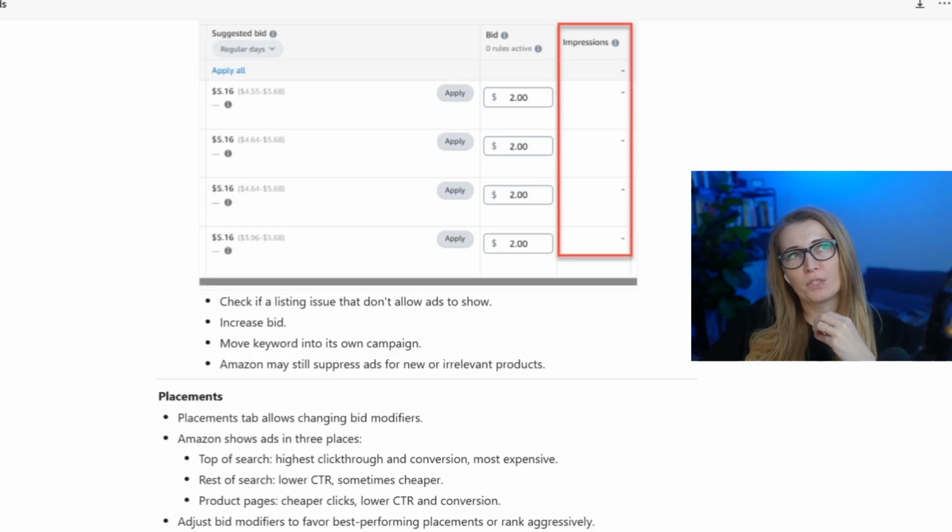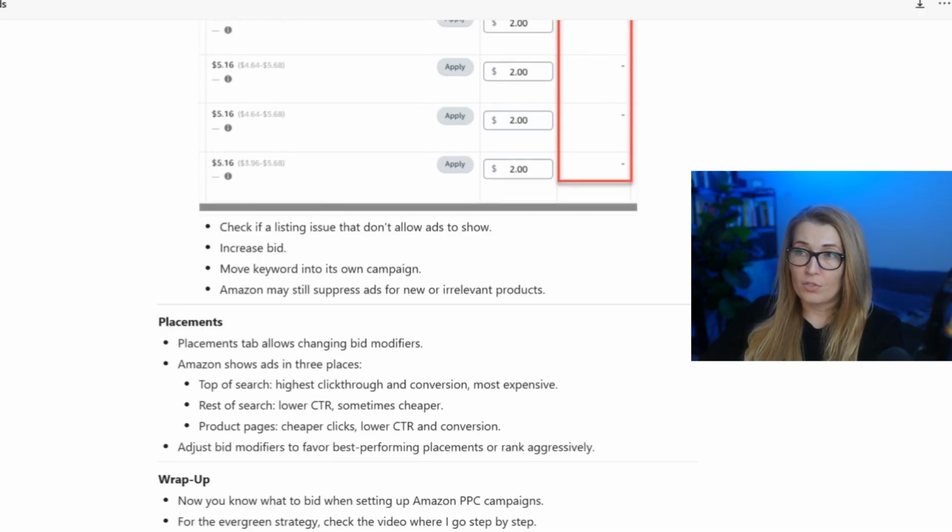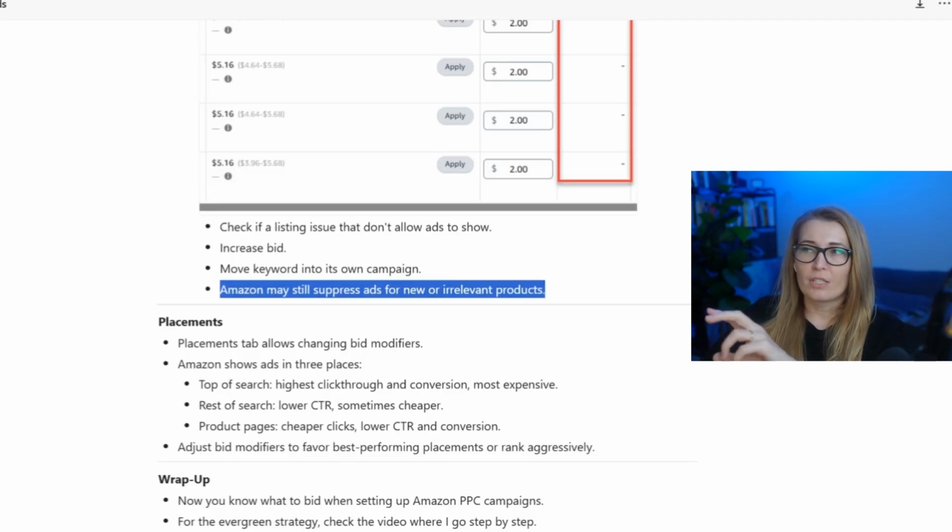But the idea would be to not increase the bids too much straight away, rather just give it a bit of leeway. In case you are working with a ranking campaign, yes, you want to increase the bids right away because the purpose of those campaigns is to be visible as soon as possible. Even bump up your bids to $10 to see if you're visible at all. So that would be the purpose of it. And then what else you can do, you can move the keywords into their own campaigns. If there's still no visibility, always check if Amazon suppressed ads because of new or irrelevant products.